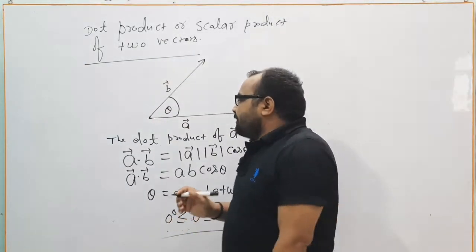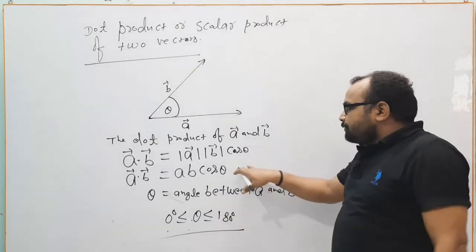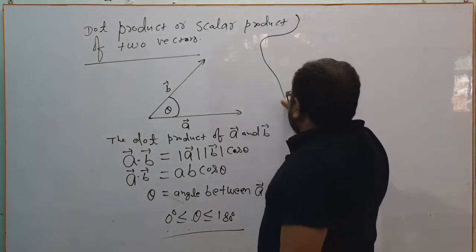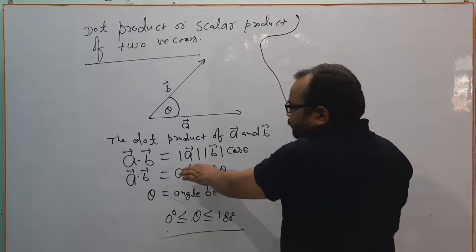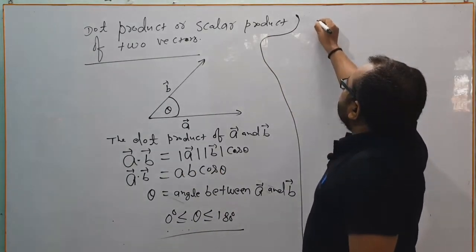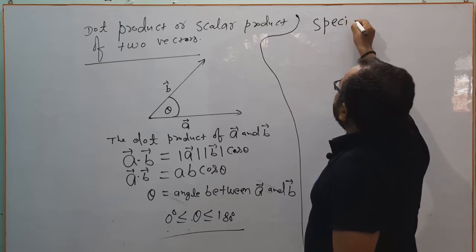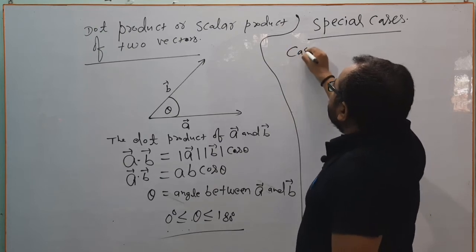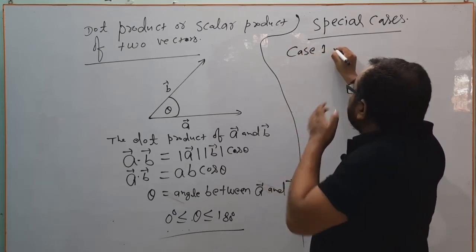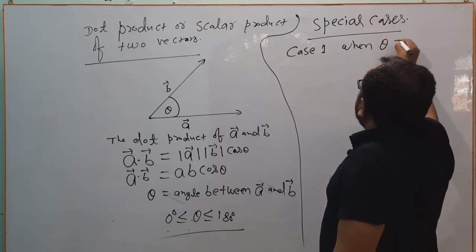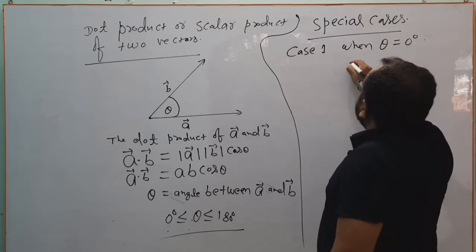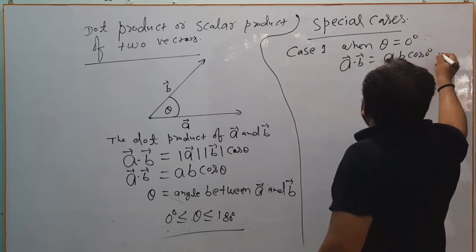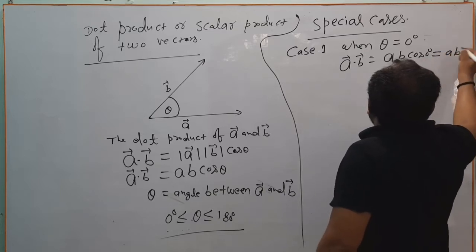Now some special cases of this formula. Now we will learn about special cases of this formula. Case 1. When theta is equal to 0 degree, A dot B is equal to AB cos 0 degree is equal to A into B.